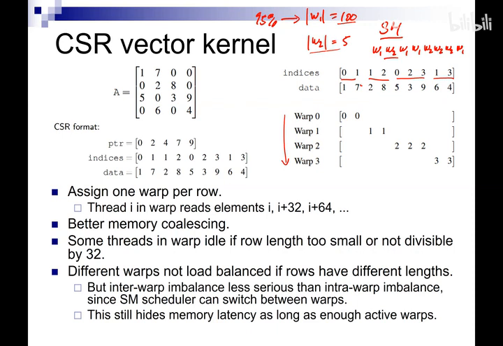Whereas for the inter-warp load imbalance, as long as I have at least one warp to run, and I always have at least one warp to run, otherwise, if I finish all my warps, I'm going to be done with my thread block, and I'll go execute the next thread block. But anyways, I always have at least one warp to run, and so it's not so bad.